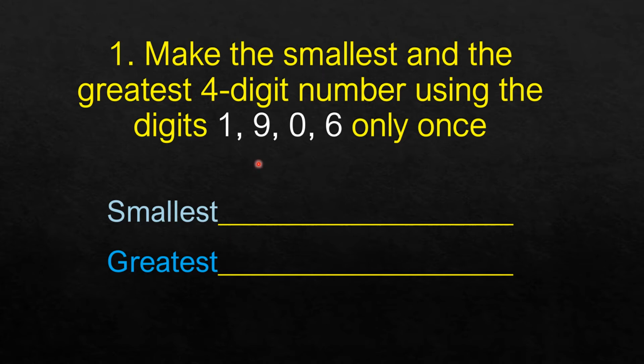Make the smallest and greatest four-digit number using the digits 1, 9, 0 and 6 only once. To write the smallest number, first we should write the smallest digit here. But if we write 0 in thousands place, it will become a 3-digit number. So first we write 1, then 0, 6, 9. So the smallest four-digit number formed using these four digits will be 1069. Greatest four-digit number is 9610.